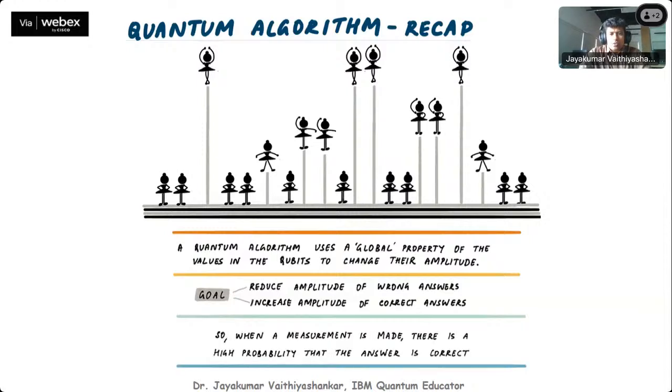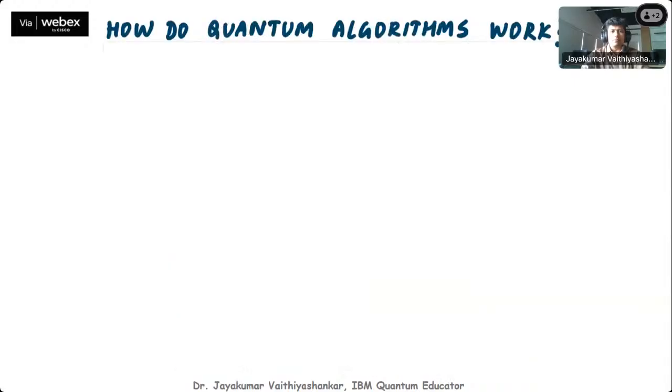To say which one is correct and which is wrong, you need to make a measurement. We already covered that whenever a measurement is made, there is a high probability the superposition will collapse and you will get the answer in a definite form. Only during the measurement are you able to know which one is correct and which one is wrong.